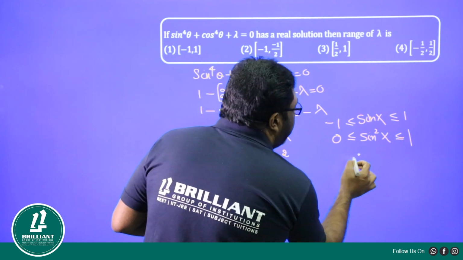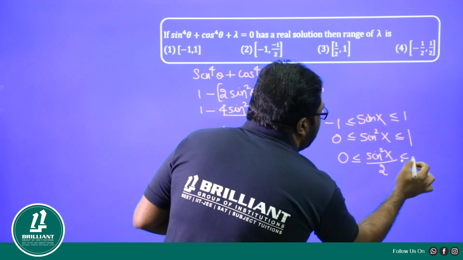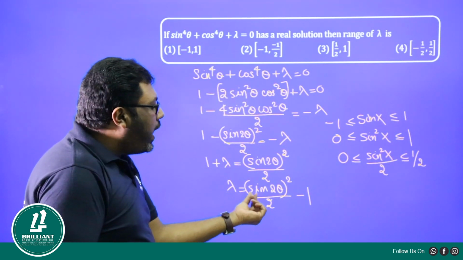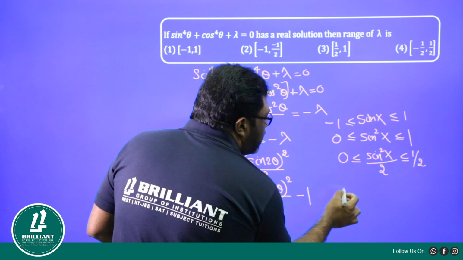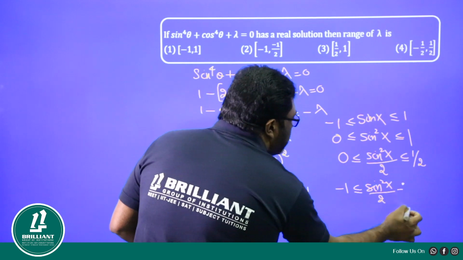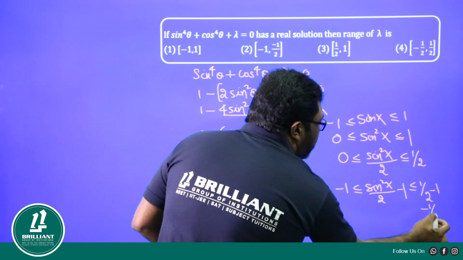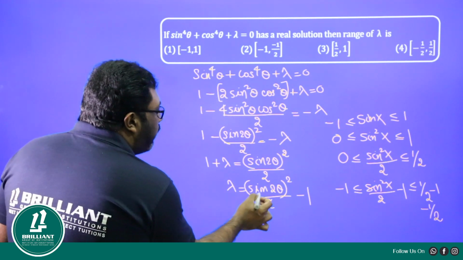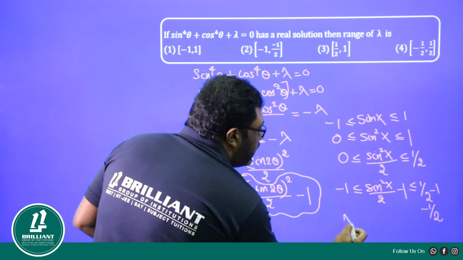So what happens if I divide it by 2? What is the range of sine squared x divided by 2? It is from 0 to 1 by 2. So the minimum value is 0. So 0 minus 1 is minus 1. That becomes sine squared x divided by 2 minus 1, and it becomes 1 by 2 minus 1, which is minus half. So minus 1 to minus half, that is the range of this expression. Okay, and that is equal to lambda, right? So what is lambda?